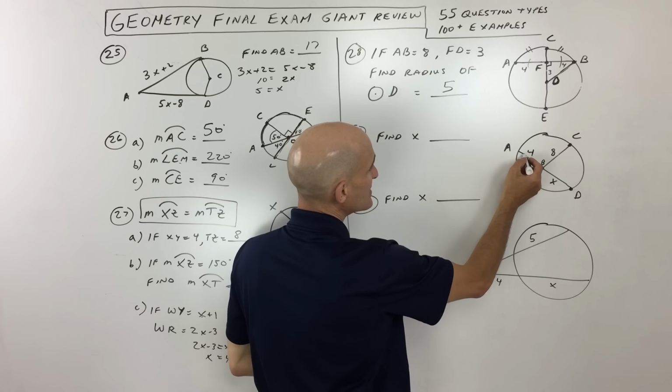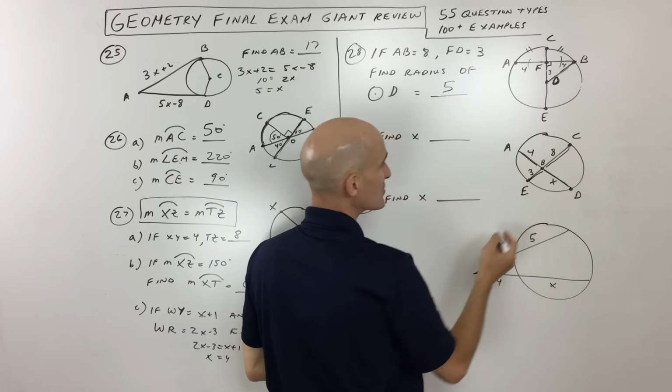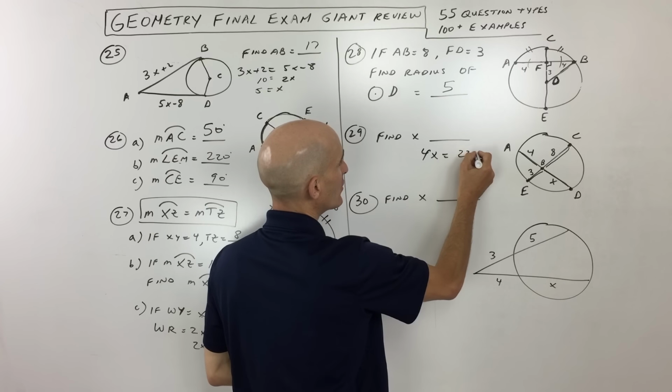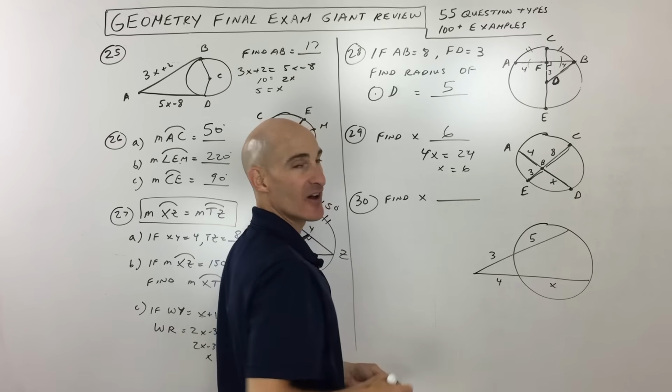And what's interesting is that the product of these two segments is equal to the product of these two segments. So 4 times x is equal to 3 times 8, which is 24. Divide by 4, x is equal to 6. Okay, so you're with me on that one?